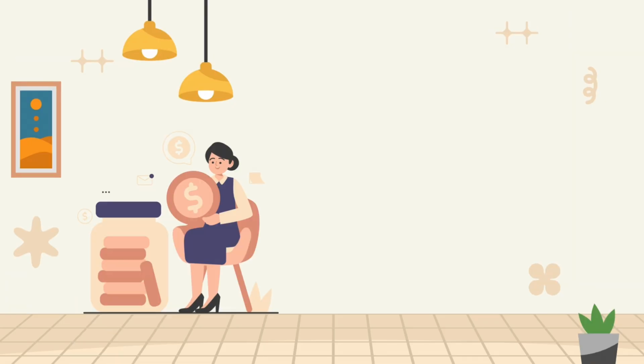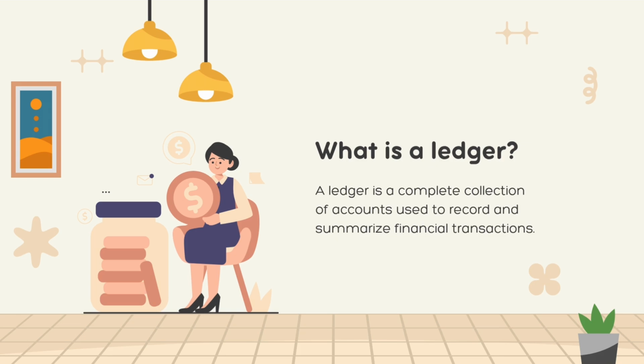Let's begin with the basic question. What is a ledger? A ledger is a complete collection of accounts used to record and summarize financial transactions. It organizes all business activities into categories such as assets, which are things the company owns; liabilities, which are things the company owes; equity, which represents the owner's rights; revenues, which are the income earned; and expenses, which are the costs incurred. Each account in the ledger shows increases and decreases, usually in the form of a T account.